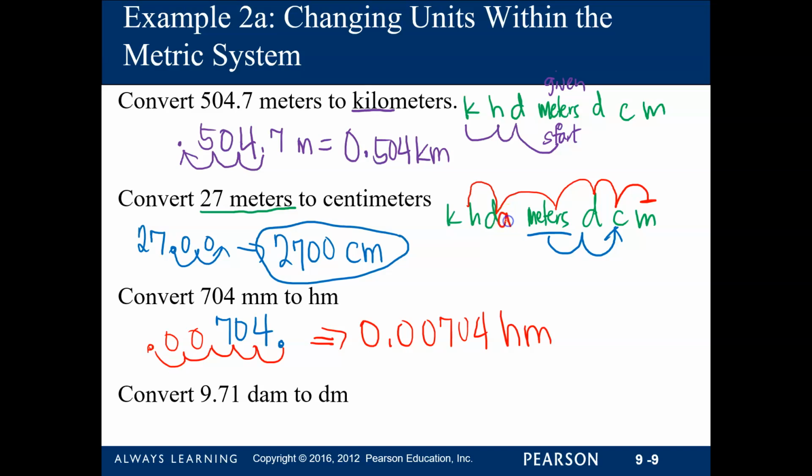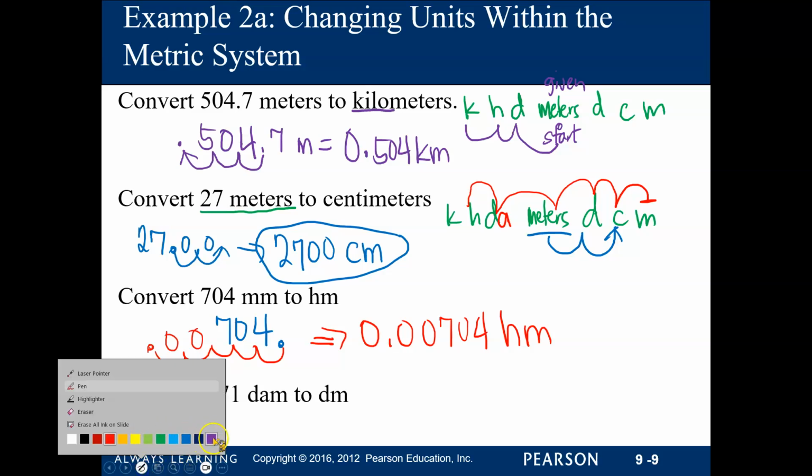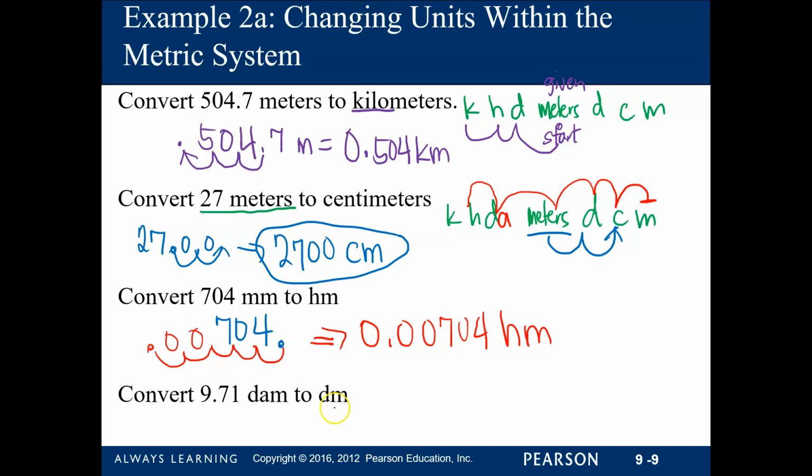Okay? And the last example, we have DA. This is DA. By the way, this is deci. This is DA. So from decameters, we are going to switch to decimeter. This is deci. So we start from here. We go 1, 2 decimal places going to the right. So 9.71. We need to move 2 decimal places to the right. And so that is going to be equal to 971 decimeters. Okay? So that's how we can convert metric system from one another.